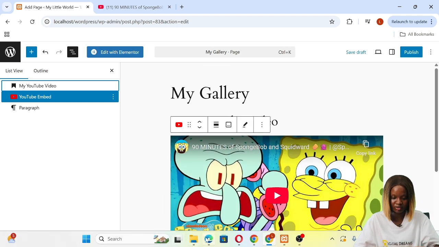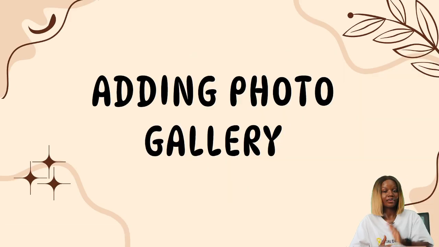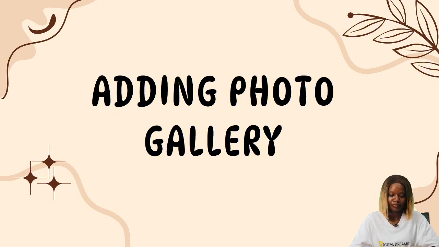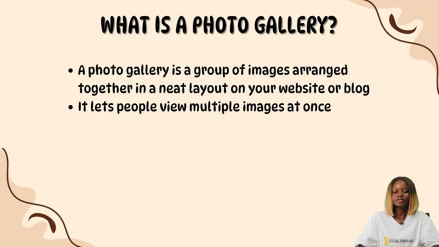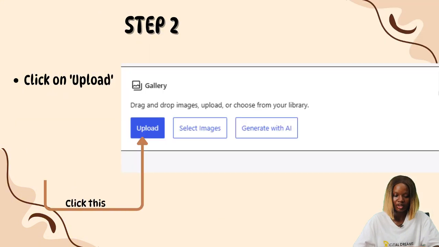So now that we've done that, we'll go over to our slide. Now we're going to add a photo gallery to that same page. So what is a photo gallery? A photo gallery is a group of images arranged together in a neat layout on your website or blog. It lets people view multiple images at once. So the first step, we're going to click on the block inserter. We'll select the gallery block, then click on upload so that you'll be able to upload your images, or click on select images so you can select your images from the media library.